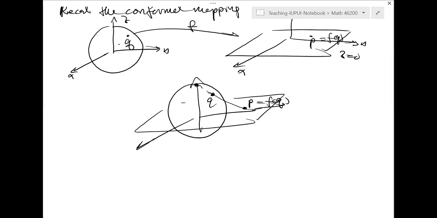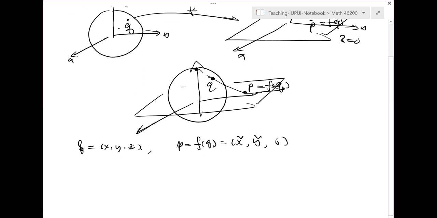The next step is to find the coordinates. The first one is Q with X, Y, Z as coordinates, then P is going to be the image, which has two components, and we call it X tilde, Y tilde. Now, how do X tilde, Y tilde depend on them? This is given by the formula we already figured out.